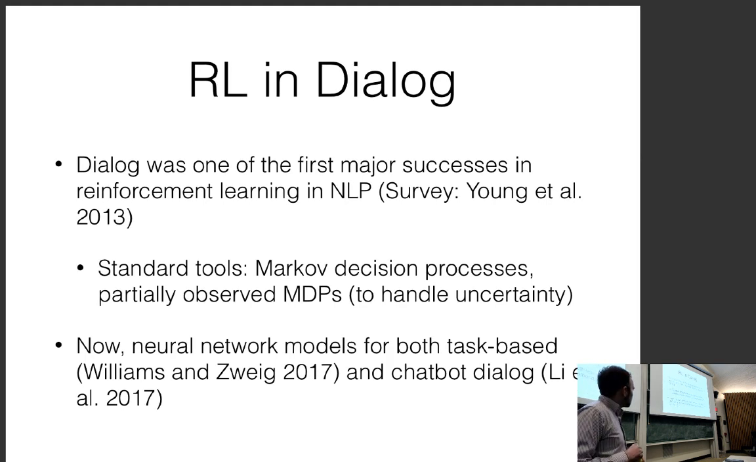Now there are neural network models for both task-based and chatbot dialogue. This is kind of an interesting field. I feel like a lot of them have been working on chatbot dialogue, and chatbot dialogue, from a reinforcement learning perspective, is much less interesting because it's much harder to define a reward function. It's much harder to say whether you're doing a good job at dialogue, and it's much easier to just train using maximum likelihood on data from Twitter or movies or service logs or something like that.